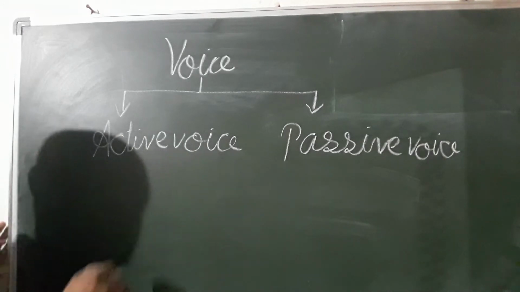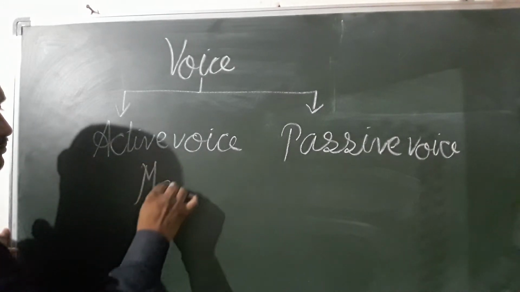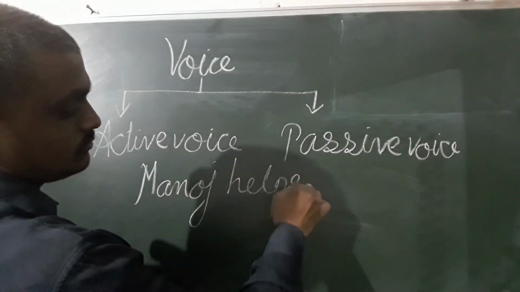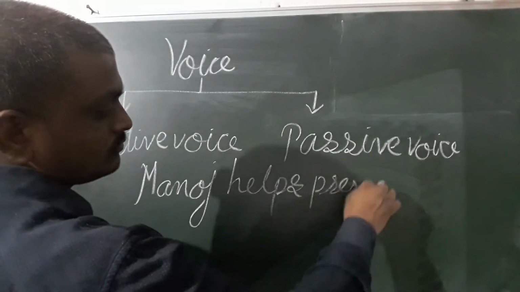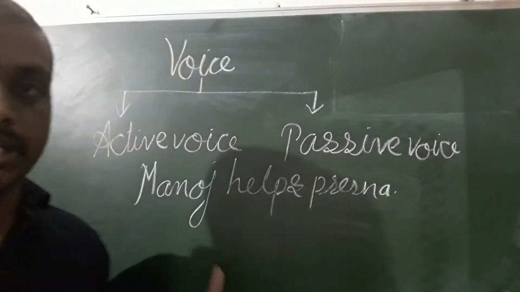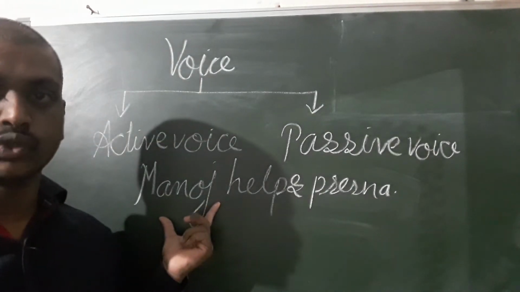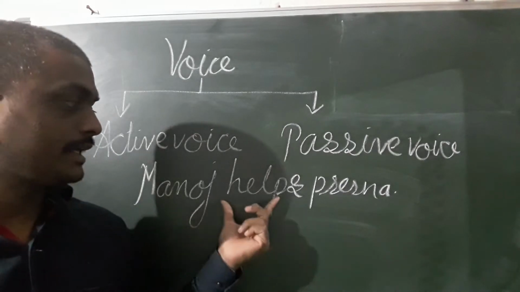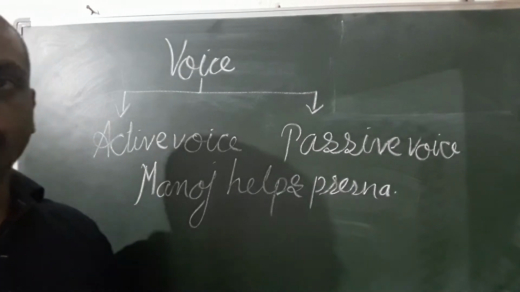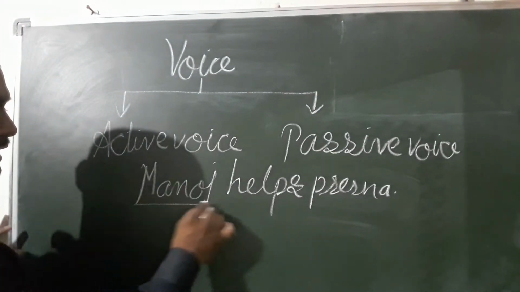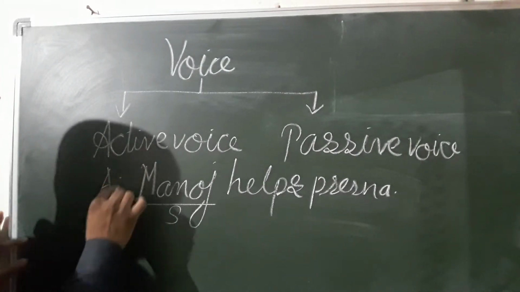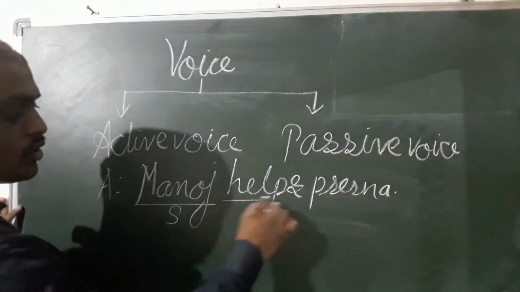Suppose I give you one example: Manoj helps Prerna. Here in the sentence, what is the doer of an action? Manoj is the doer of an action. What action is he doing? He is doing the helping action. Whom is he helping? Prerna. So in this sentence, the subject, Manoj, is the doer of an action, so this sentence is in the active voice.